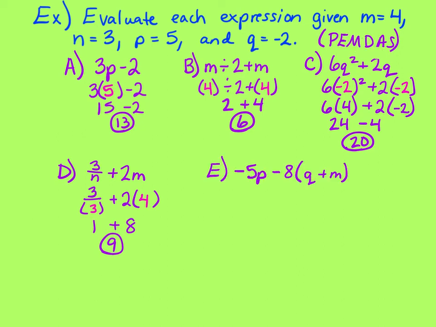E part, we have negative 5p minus 8 times the group q plus m. And this one's got different variables in the problem, but we're just substituting them using what we're given. So we've substituted our variables. And since we have some parentheses within a parenthesis, we could see it written that way. Or instead of having an outer parenthesis, we could use brackets. Those are just replacing an outer parenthesis. They work the same way.